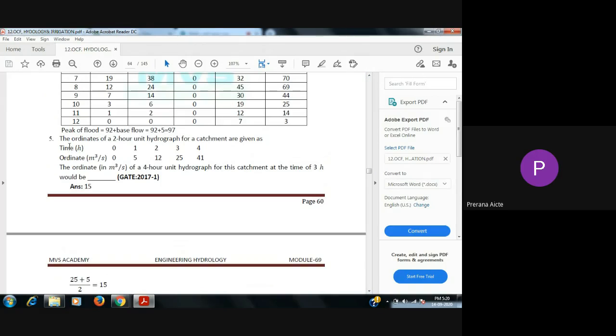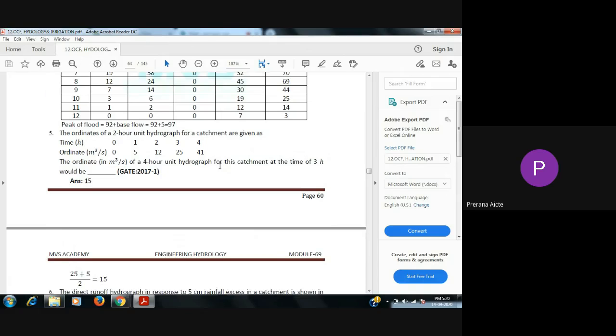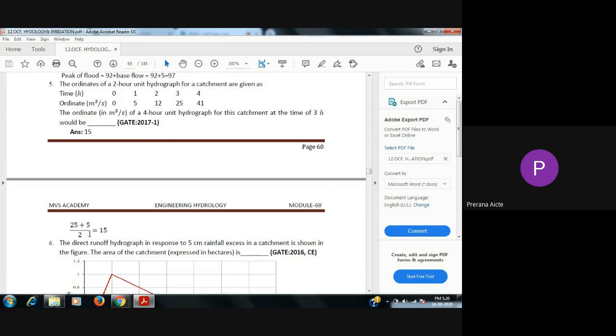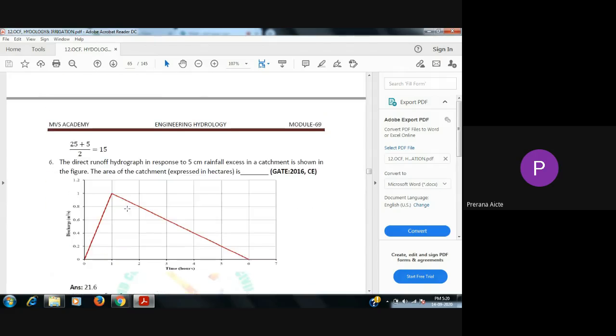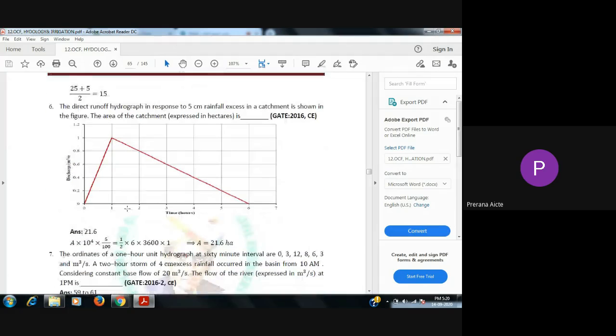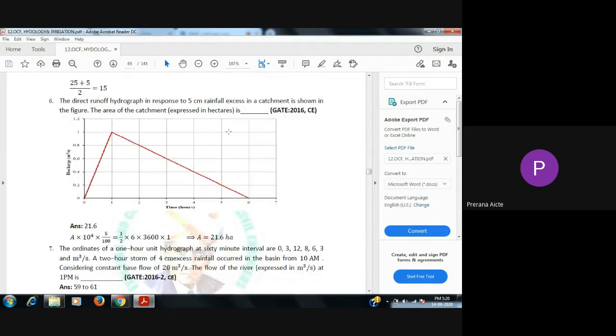This is a simple problem. The ordinates of a 2-hour unit hydrograph for a catchment are given against time interval. What would be the ordinate, in meter per second, of a 4-hour unit hydrograph for this catchment at the time of 3 hours? Straight away, 25 plus 5 by 2, the average, that's 15. Let's see, we stop here after discussing this problem.